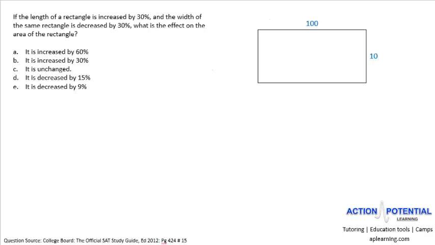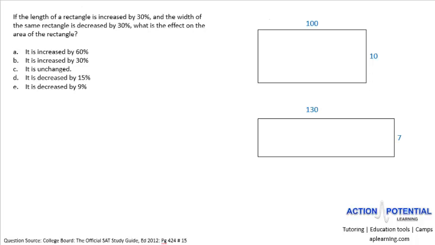So after a change has occurred, what we notice is we have a slightly longer length and a slightly shorter width, right? Because the length has increased by a certain percent and the width has decreased by a certain percent. Since the length has increased by 30%, your new length is 130. And since the width has decreased by 30%, your new width here would be 7.